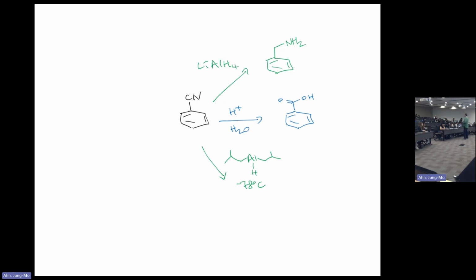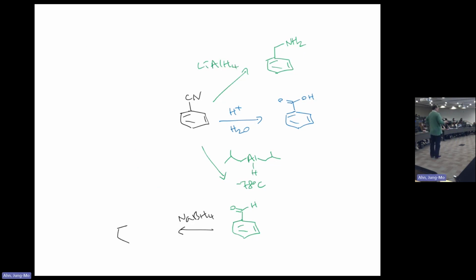The diisobutyl aluminum hydride, reacting with the nitrile at low temperatures, can deliver just one hydride there, and then keep the amine until the end, and then it can hydrolyze, so you get an aldehyde. So nitrile can be used to prepare aldehyde.